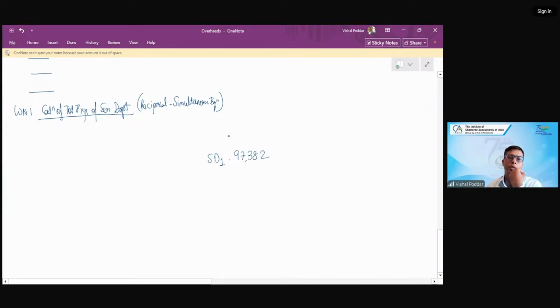So let us say 97382. Correct, no? 97381.63 is as good as 97382. Others, please check and confirm. Shamli, proceed with completing the secondary distribution here.